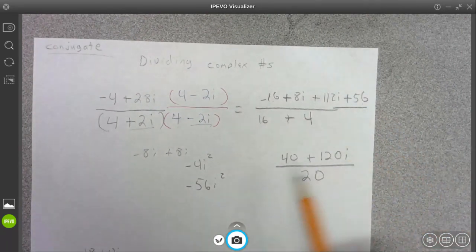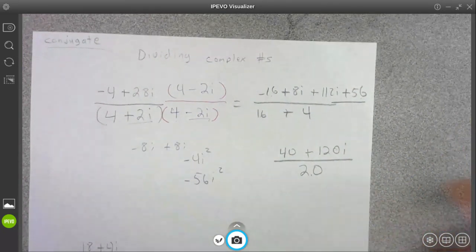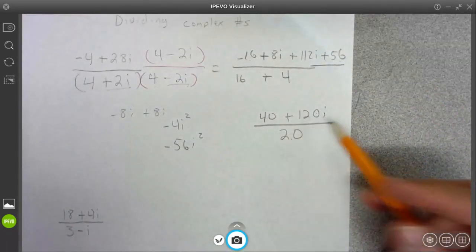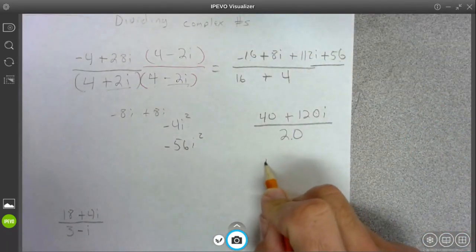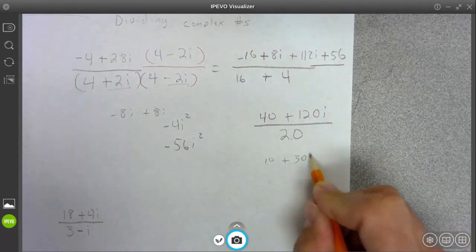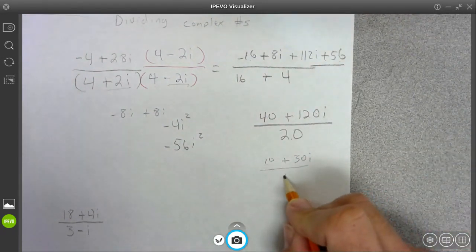You see how all three terms, this one, and the bottom, all of those can be divided by 2. They can be divided by 4. You want to divide them all by the greatest common factor. So I'm just going to take it in steps here. Let's say you divided them all by 4. The 40 would become a 10. The 120i would be a 30i. And the 20 would become a 5.